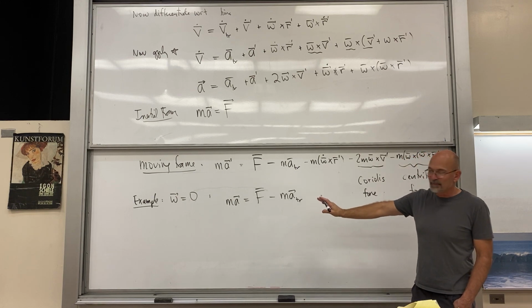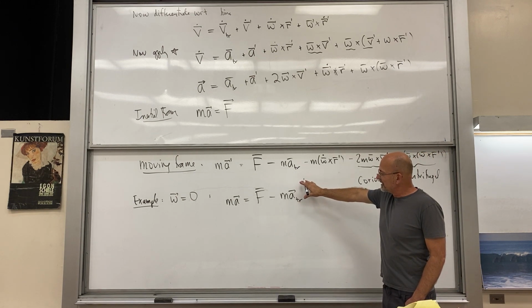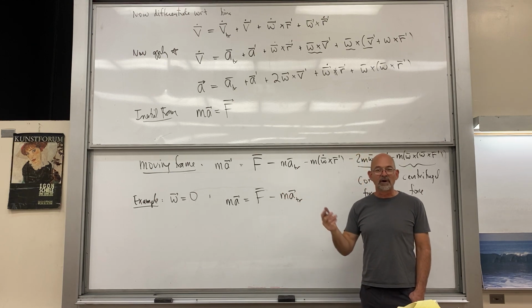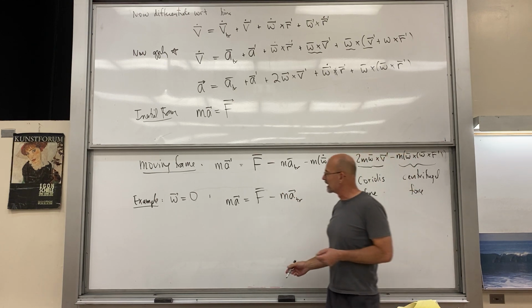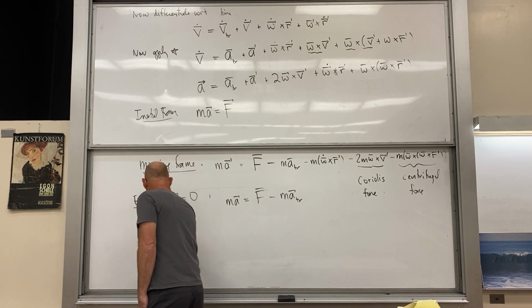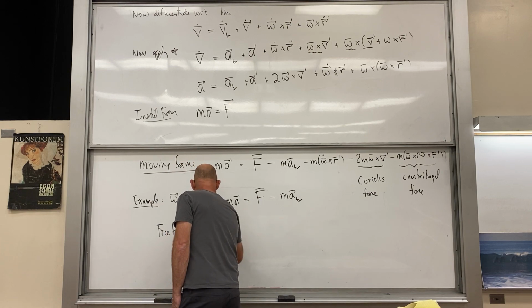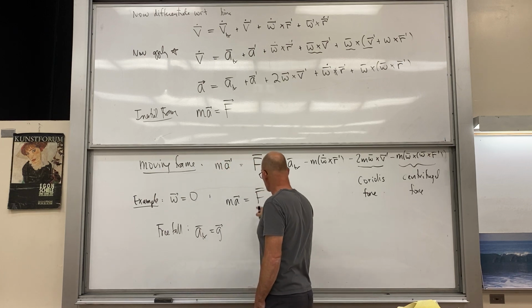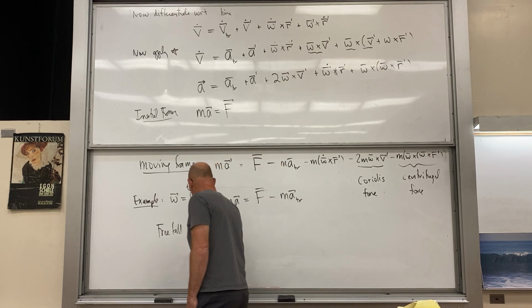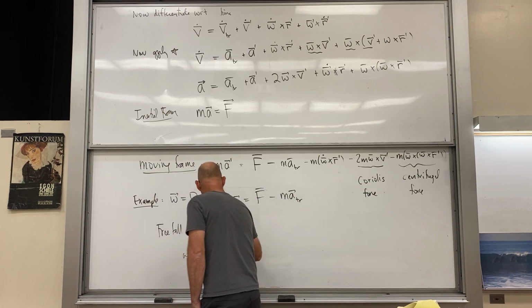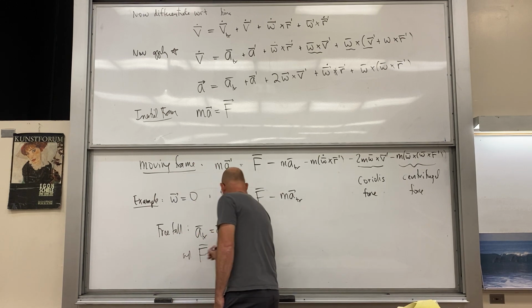And the simplest example to understand what's going on here is just free fall. So you're in an elevator and the cable breaks, and now you're freely falling. So in free fall, the translational acceleration is just equal to g. And of course the external force F is also equal to mg, just like that.